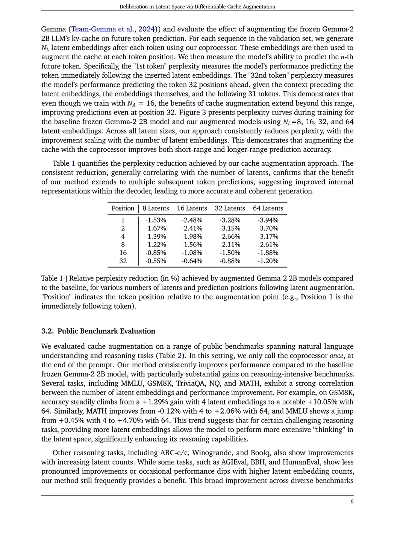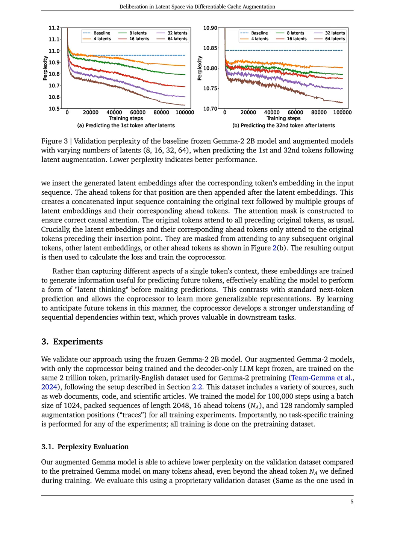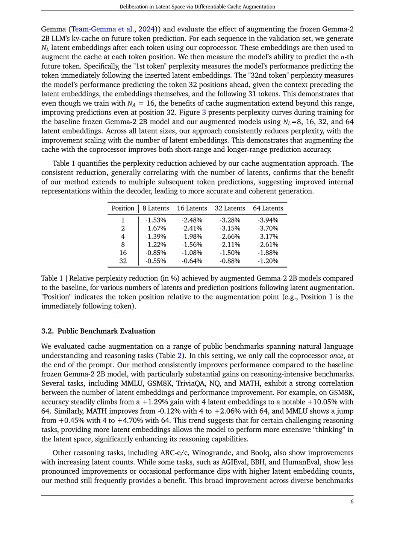We evaluated the effectiveness of our approach through perplexity metrics on a proprietary validation dataset, measuring the model's ability to predict future tokens, and by assessing performance on public benchmarks such as GSM-8K, MMLU, and others. The metrics used included perplexity for next token prediction and accuracy for reasoning tasks, with results indicating significant improvements in both metrics as the number of latent embeddings increased. For instance, we observed a 10.05% accuracy improvement on GSM-8K when augmenting the model with 64 latent embeddings, demonstrating the effectiveness of our cache augmentation approach.